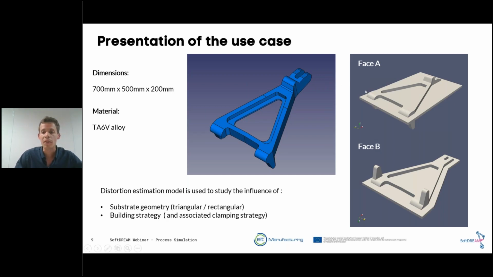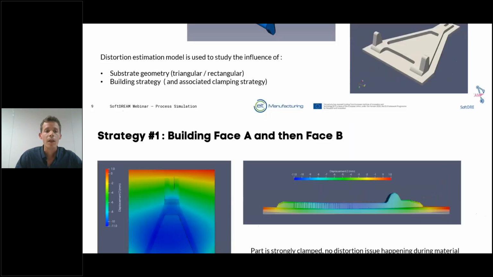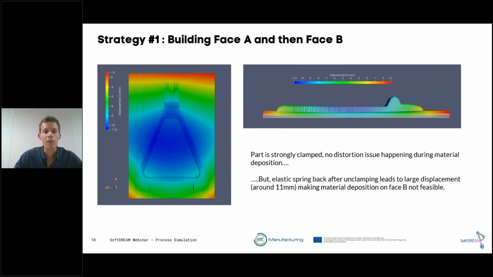Here, the choice that has been made is to use a symmetric configuration with the substrate in the center plane and two faces to be constructed, one called phase A and the other called phase B. Using the distortion model, we've studied two scenarios. The first is a scenario where one phase is completely built, phase A, and after that we move to material deposition on phase B.